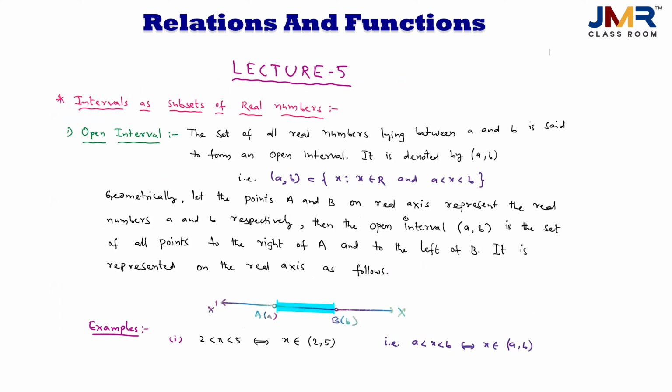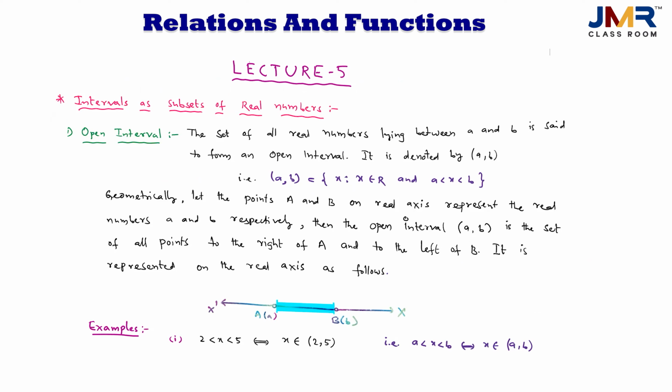Intervals. Here, some different types of intervals are there. First one is the open interval. What is meant by an open interval? The set of all real numbers lying between a and b is said to form an open interval. It is denoted by open a comma b.